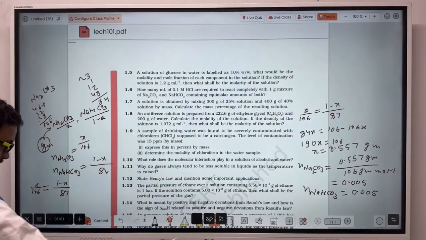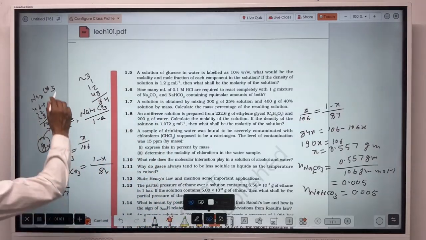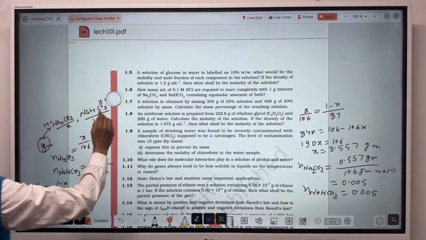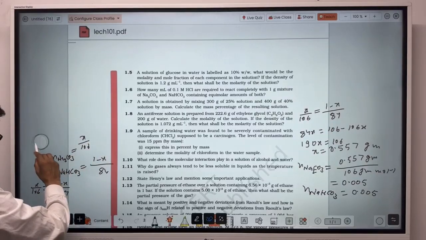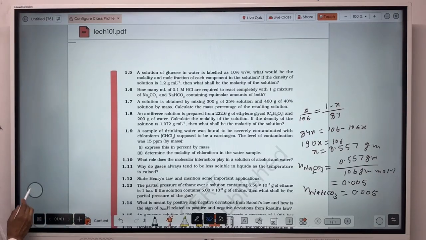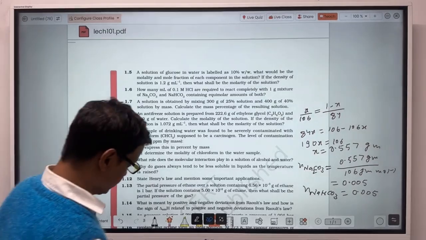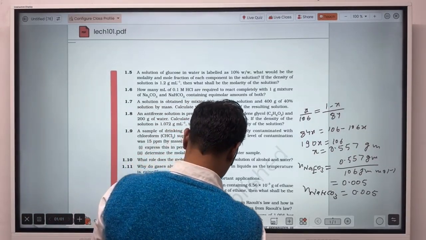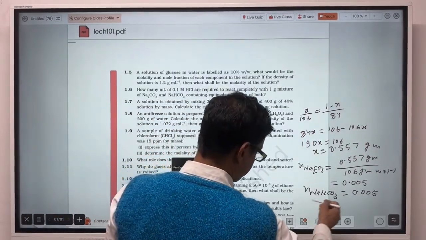Now let's see, you do the calculation by yourself also. Might be I made some mistakes anywhere due to the lack of concentration, because I have to speak and teach you also. So you can calculate this one yourself too.